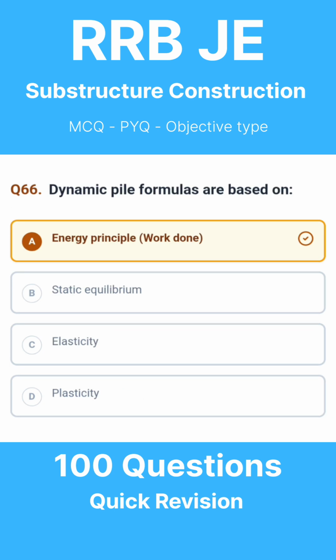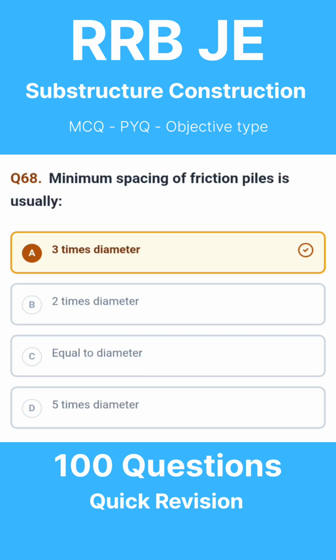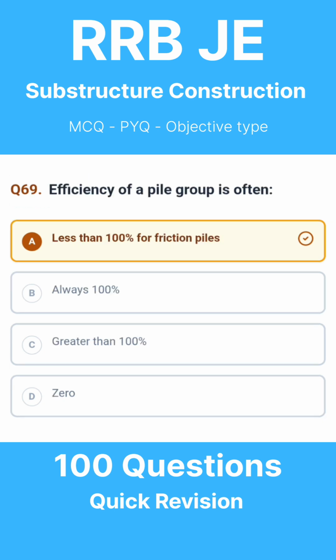Question 66. Dynamic pile formulas are based on. The correct answer is energy principle, work done. Question 67. Static pile formulas use. The correct answer is soil shear strength parameters C and phi. Question 68. Minimum spacing of friction piles is usually. The correct answer is 3 times diameter. Question 69. Efficiency of a pile group is often. The correct answer is less than 100% for friction piles.